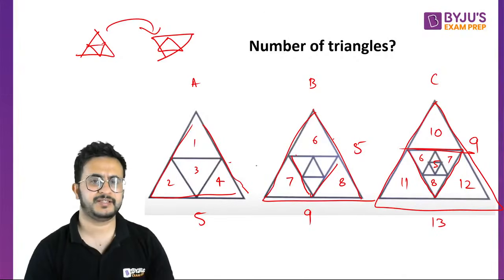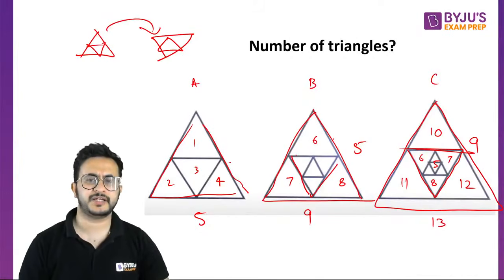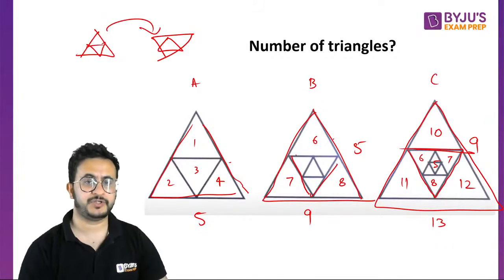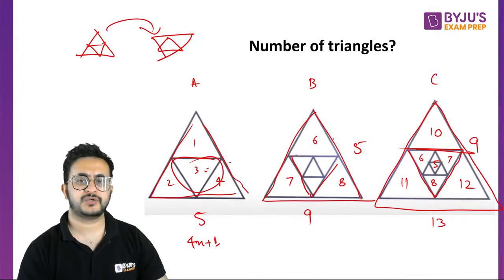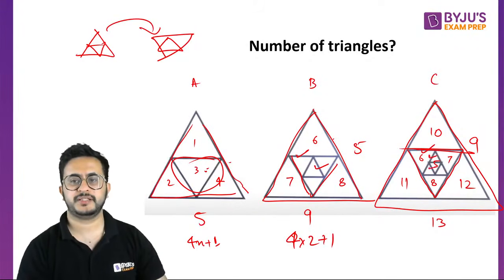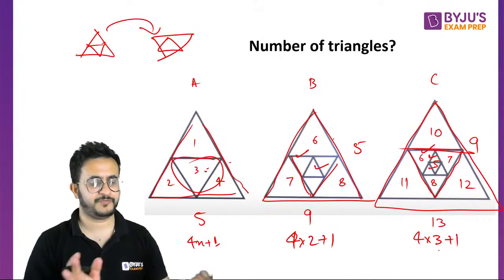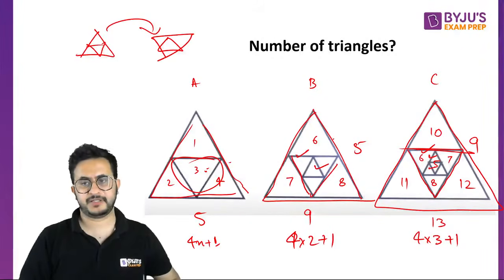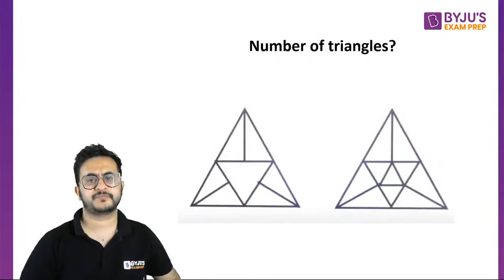Okay, so basically it is the number of layers into 4 plus 1, right? So here you have one inside layer, so we have 4n plus 1, so there is one layer inside. In this there are 1 and 2 layers inside, right? 4 into 2 plus 1. Here we have 1, 2, and 3 layers inside, right? So 4 into 3 plus 1. Okay, so if you have a triangle inside a triangle, you can find the number of triangles in that. Okay, all right.